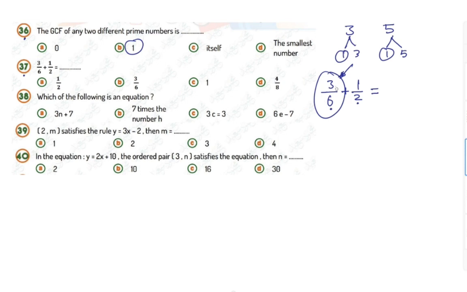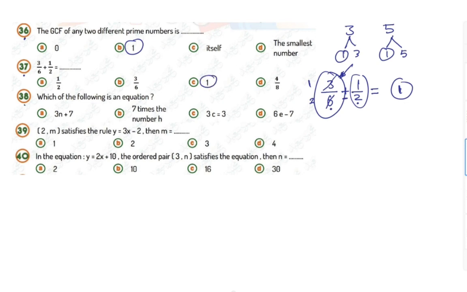How can you simplify 3 over 6? I can divide by 3, and 6 divided by 3 is fine because 3 is a factor of 6. Note with me. If you divide 3 by 3, you will have 1. 6 divided by 3, you will have just 2, right? Of course, 3 over 6 is half, and we have half plus half. That equals just 1.